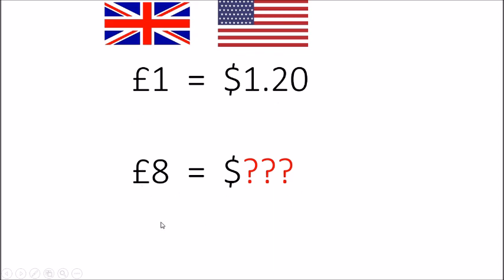I'm going to tell you that these two values are proportional, so they increase at the same rate. So let's ask ourselves, how do we get from £1 to £8? What is that calculation? Well, I have multiplied it by 8. Because these two quantities are in proportion, they must share that same multiplier. They share that same rate, which means that to get from $1.20 to that value of dollars, which I don't quite know yet, I'm also going to multiply it by 8.